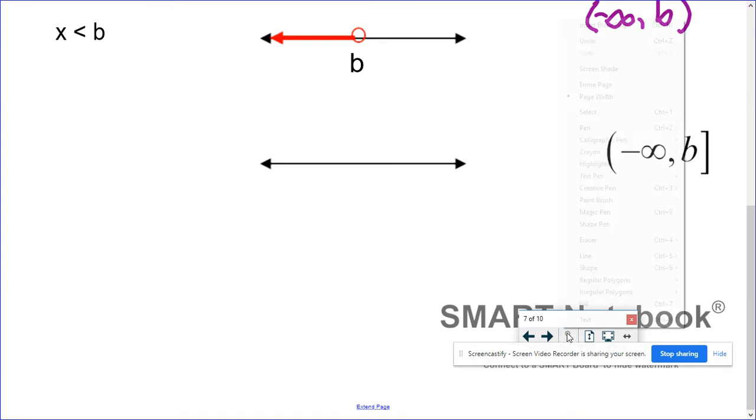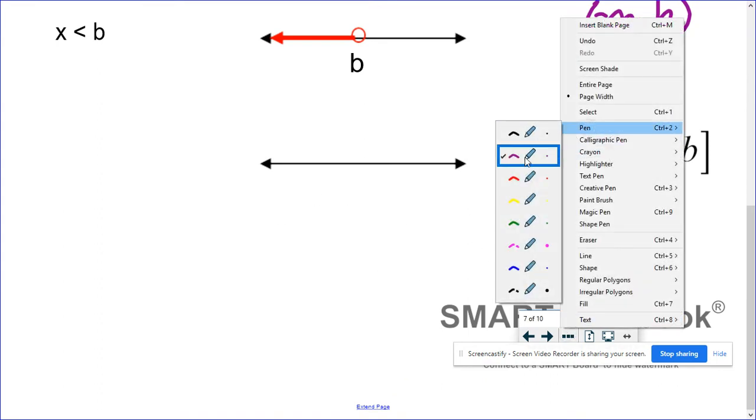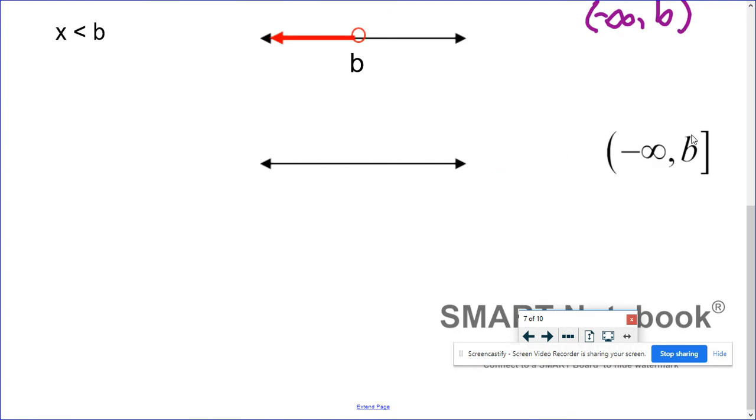For this one, the only difference is that there's a bracket around the b compared to the third row. So that means there's a closed circle at b. That's the right side. The left side is getting shaded completely because it's going from negative infinity on the left. The inequality, again, the only difference would be less than or equal to b instead of just less than.